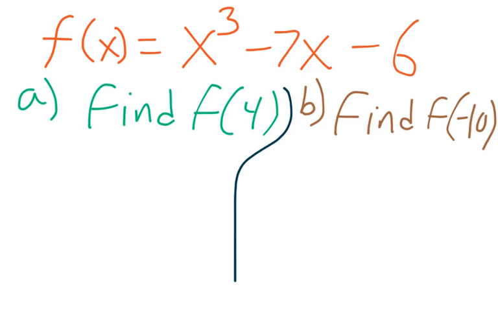Before I explain it, I'm just going to show you an example of how I can use this and what it is. So just observe for a second. Let's say I've got a polynomial like this: f of x equals x cubed minus 7x minus 6. And let's say I want to figure out the answer when x is 4. So f of 4, you plug in 4 for the x's and try to figure it out. Or part B, f of negative 10.